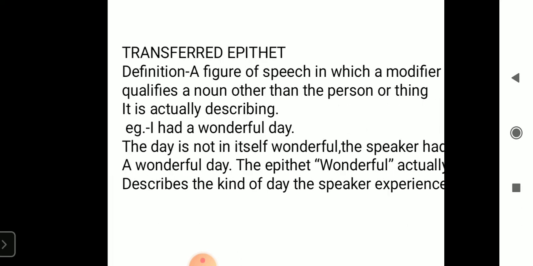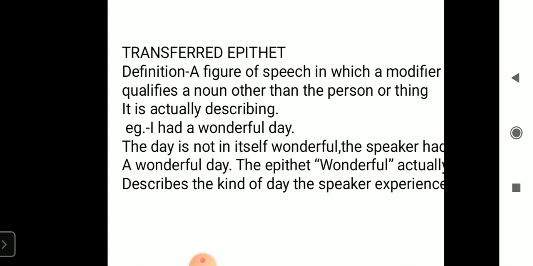Then transferred epithet, as you have asked about it. I have told you about transient feet in the poem Photograph. It has been given transient feet, right? Transferred epithet. What does this mean? A figure of speech in which a modifier qualifies a noun other than the person or thing it is actually describing. ओके मतलब क्या है कि आप एक चीज के बारे में बात करें जो दूसरे के बारे में बता रही हो. अगर हम हिंदी में कहें, इसे कहते हैं हस्तांतरित उपाधि. ठीक है, मतलब आपने बोला कुछ और उसका मीनिंग कुछ और है, किसी और के लिए भी है.